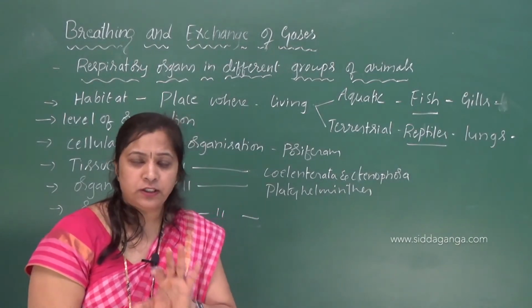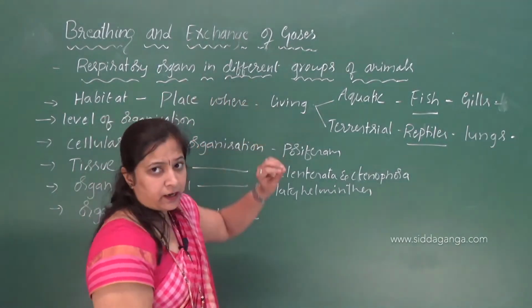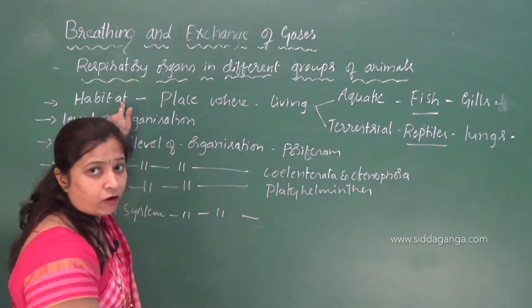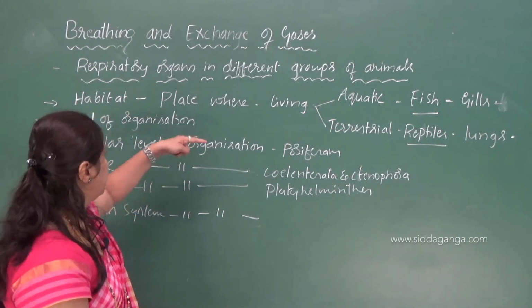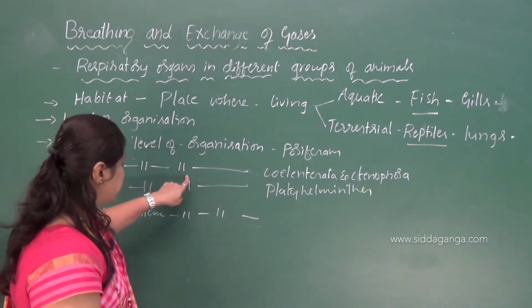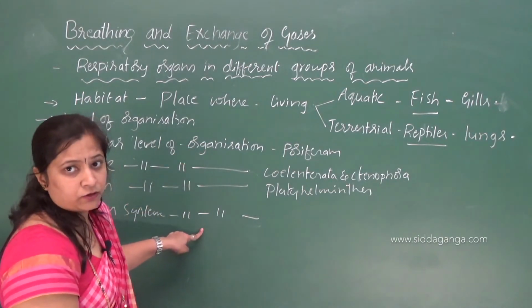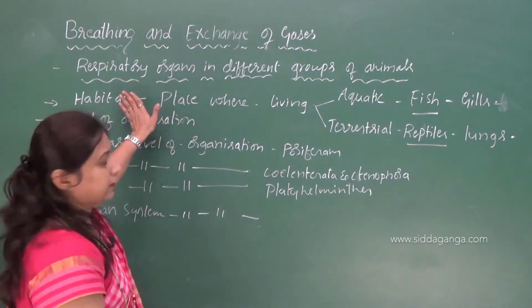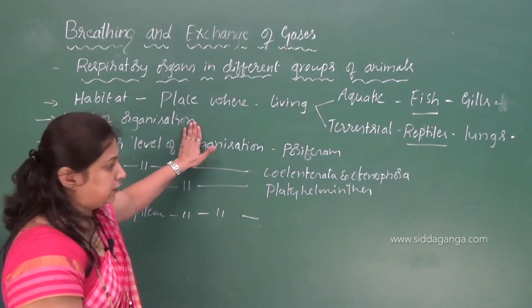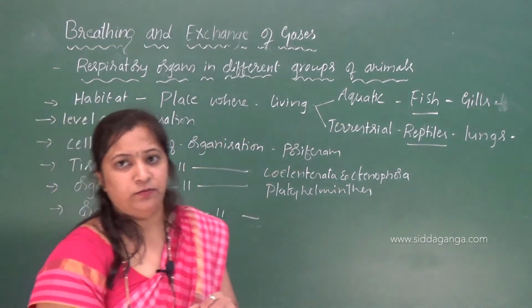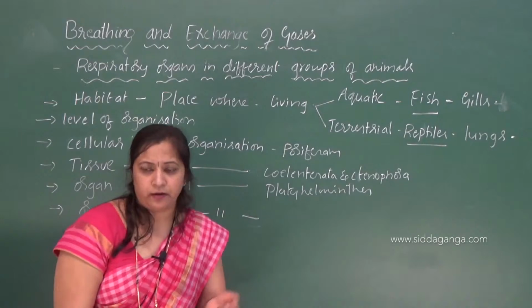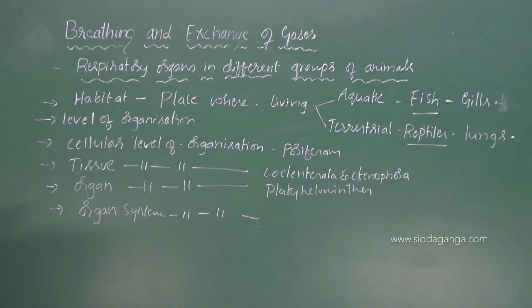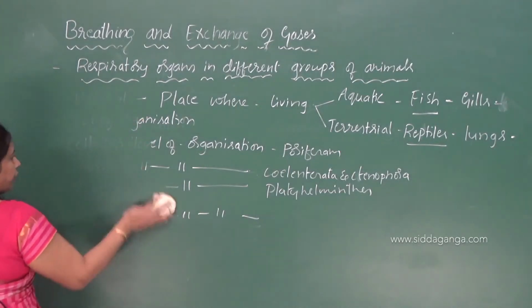But what you have to concentrate on here is the nature of the respiratory organ and the mechanism of breathing. It is mainly based on what? The habitat of the animal and the level of organization, that is cellular level, tissue level, organ system level. So here you concentrate just on these two factors, habitat and level of organization. All these things you will learn in the Animal Kingdom chapter. So let us see the respiratory organs in different animal groups, starting from protozoa up to higher animals.